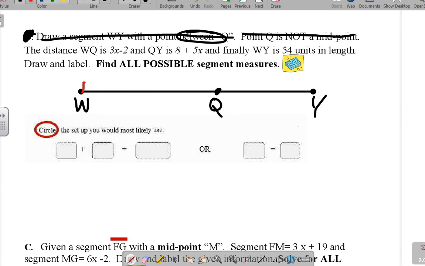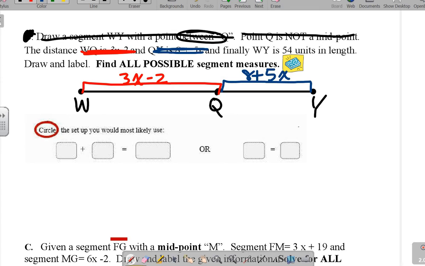Okay, WQ, I'm going to bracket this, is 3x minus 2. I cross stuff out as I account for it. QY, like so, you should bracket. Yes, ma'am? I put my Q more to the right side. That's fine. No big deal. If I tell you this is twice as big as that, try to draw it to scale. Just for goodness sake, do not put it smack dab in the middle, unless I tell you it's a midpoint.